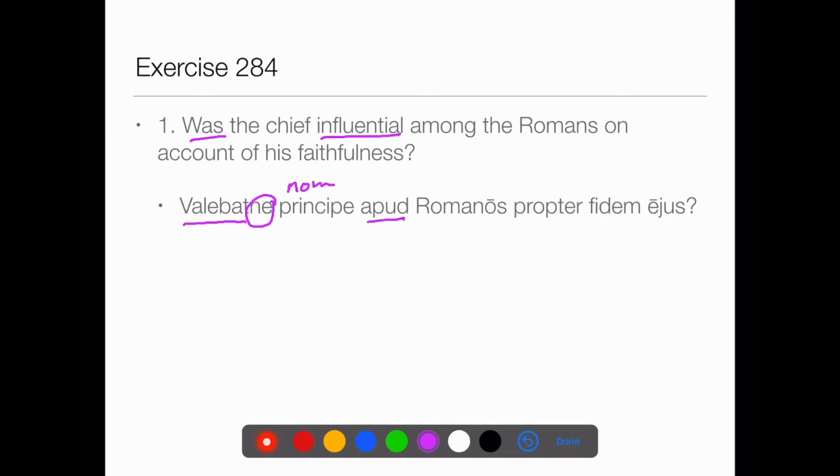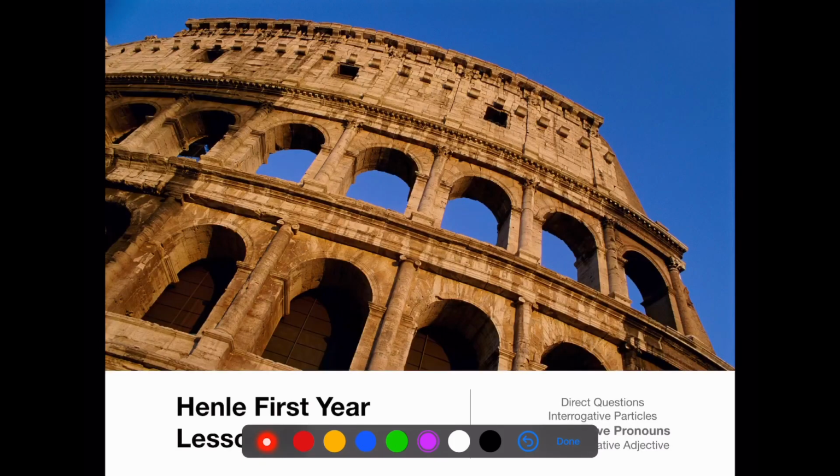Apud means among the Romans. You notice this is the accusative case. On account of, which also takes the accusative, on account of his, which is in the genitive, faithfulness. So that's the end of that little portion.